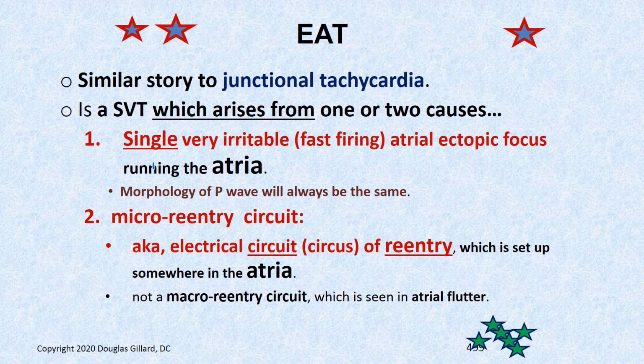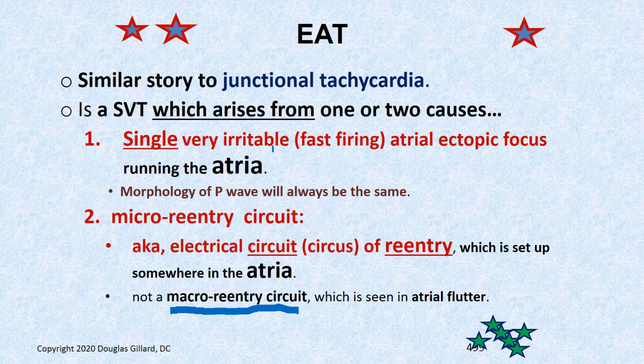One is a single really fast ectopic focus, running the heart really fast somewhere in the atria. That's more amenable to zapping it, to getting rid of it if it really bothers you. But then it can also be from a micro reentry circuit. A macro reentry circuit is a much bigger racetrack. That's an atrial flutter. Go see my YouTube video. Micro circuits can be a little more tricky to ablate, but it's still doable.